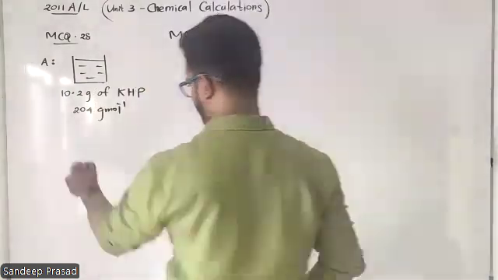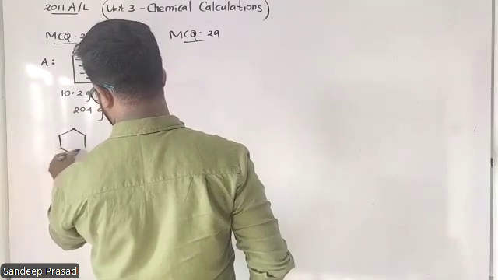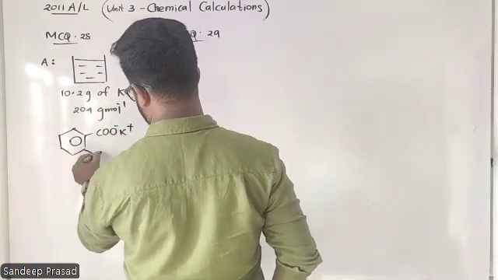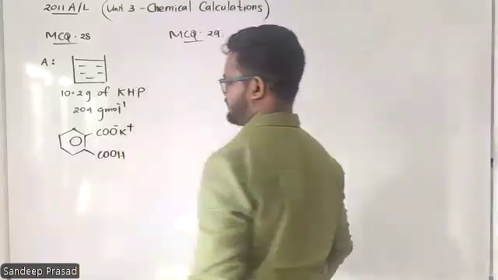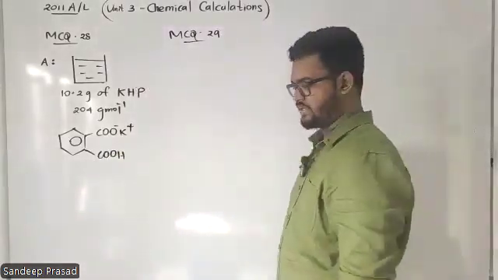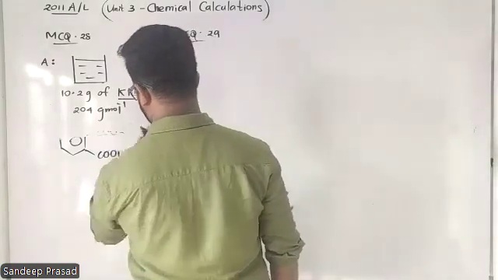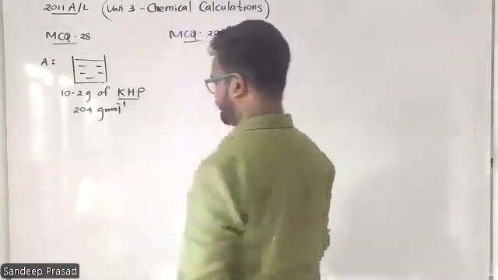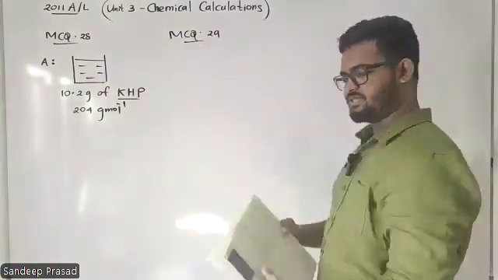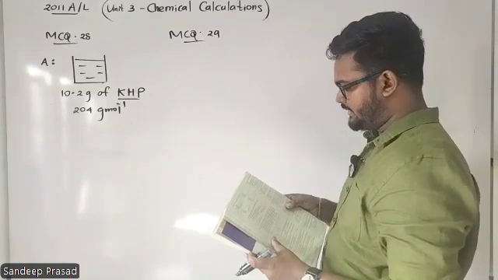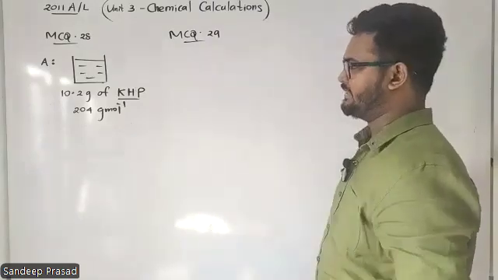Actually, potassium hydrogen phthalate is an organic molecule. So let's write this one as KHP, potassium hydrogen phthalate. No need to know the molecular formula and everything. They have given the molar mass also, therefore nothing to do.